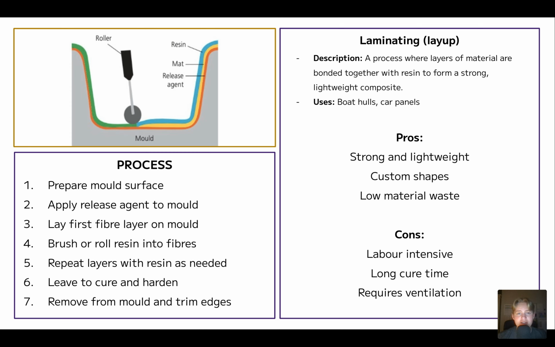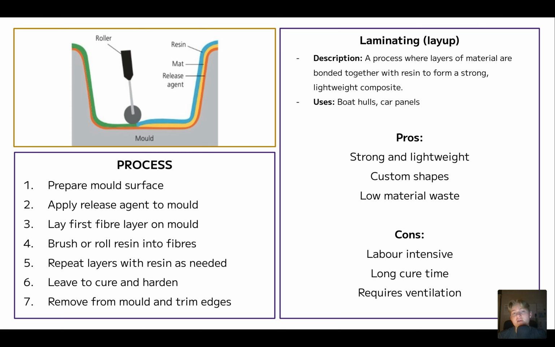So the process that you need to describe is very simple. You're preparing the mold surface, which would be by just sanding it, making sure it's smooth, and then applying the release agent to the mold, which would be some kind of wax. Then you'd lay the first fiber onto the mold before rolling on some resin into those fibers. And then you just simply repeat that with as many layers, a bit like making a lasagna, and you'd leave it to cure and harden.